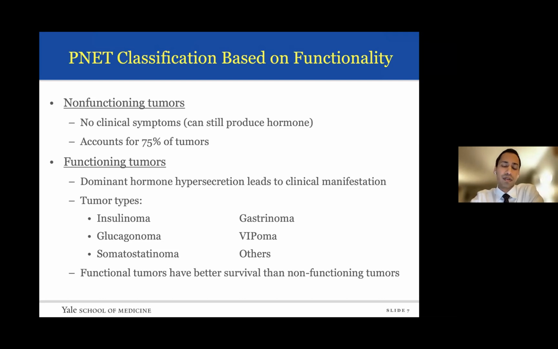Functioning tumors are tumors that have hormone hypersecretion that leads to clinical manifestation. The types are listed here, which are insulinomas, most commonly that we see, glucagonomas, gastrinomas, VIPomas, somatostatinomas, and others as well. Functioning tumors tend to have better survival than non-functioning tumors. Part of this probably is that patients present with symptomatology earlier than with non-functioning tumors, and that might lead to a better survival ultimately because it was diagnosed earlier in the process.